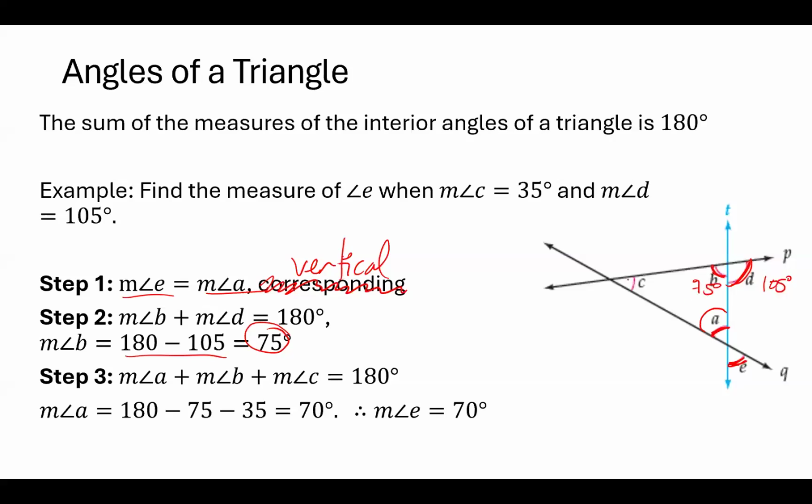And if you know B and if you know C, then you can use this property. The sum of A, B, and C has to be 180. So if I subtract 180 minus 75 minus 35, that gives me 70. So the angle A is 70, and because E is vertical, that angle also has a measurement of 70.